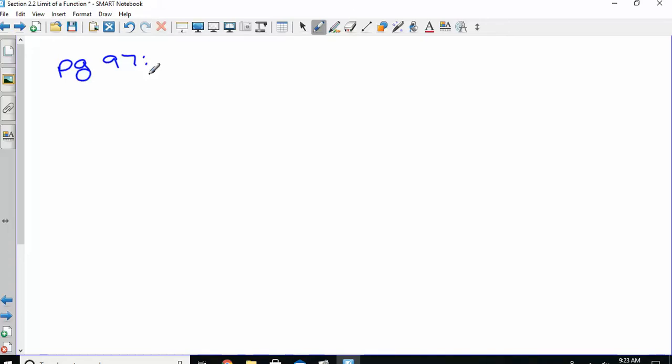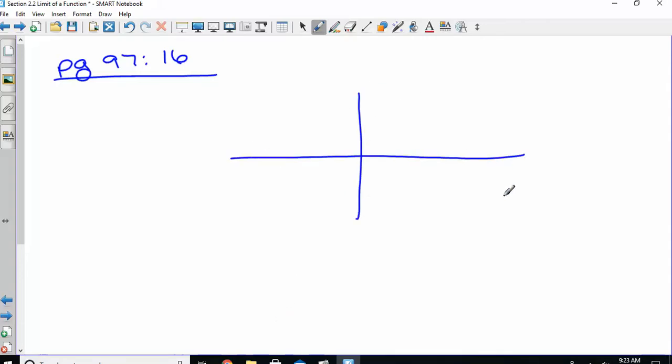And I want to do problem 16 together. I think I assigned 15 on your homework. So this tells us to draw a graph that meets all of these conditions. Now I'm going to tell you right now, you're going to have one on your homework. I will probably put one like this on a test and a quiz.